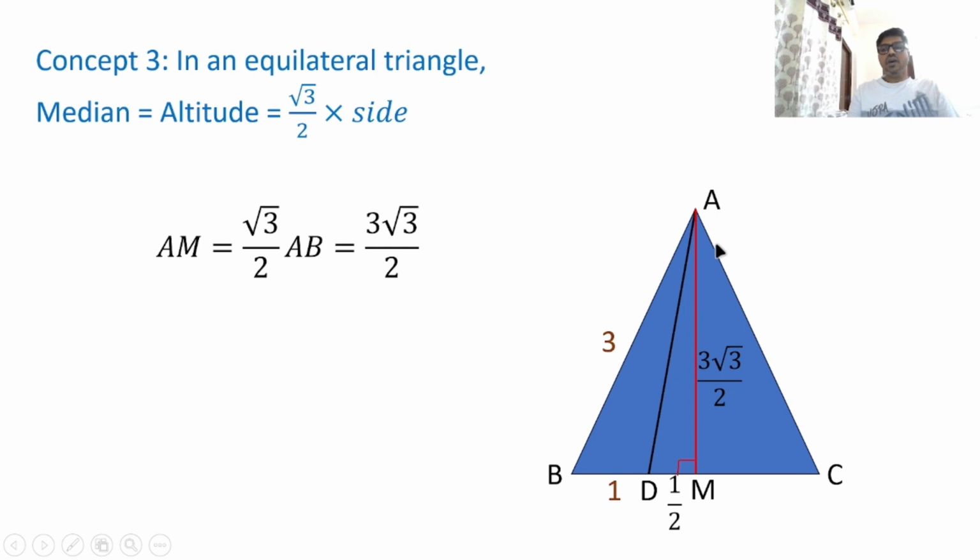So the median or altitude AM has to be equal to root 3 by 2 times the side length, which is given as 3. So you multiply root 3 by 2 into 3. So it becomes 3 root 3 by 2. That is the altitude. So we calculated AM and we also calculated DM.